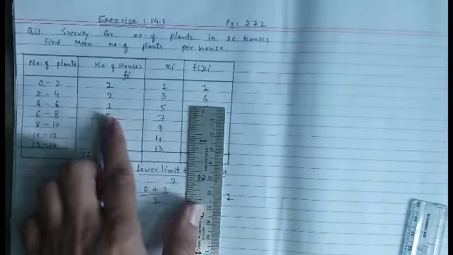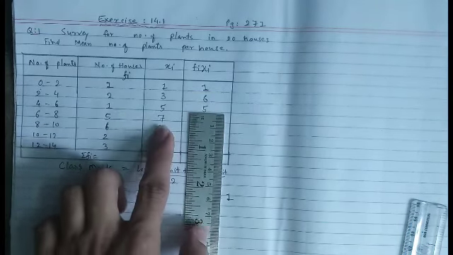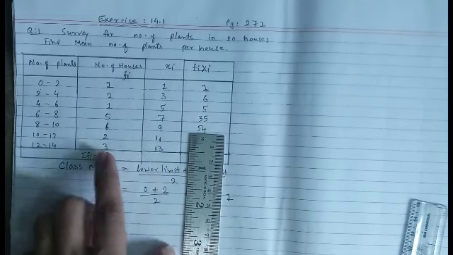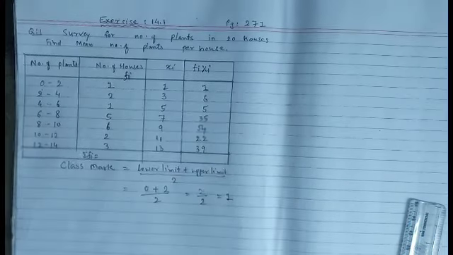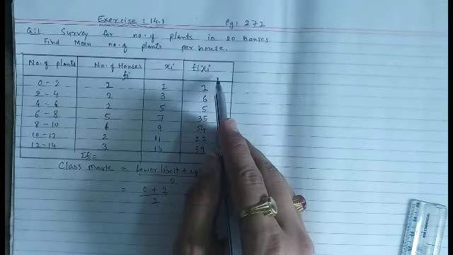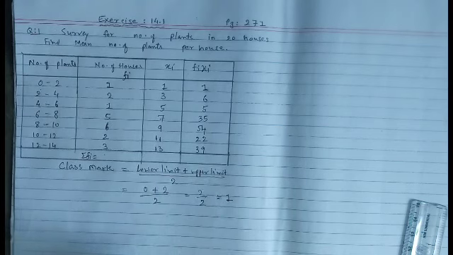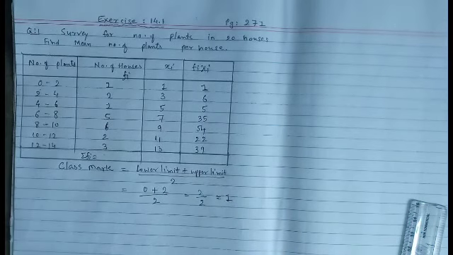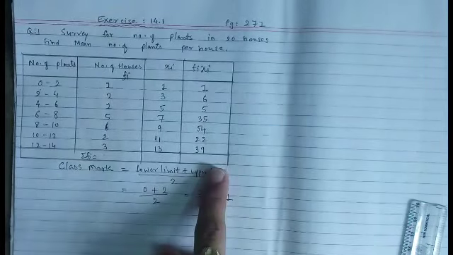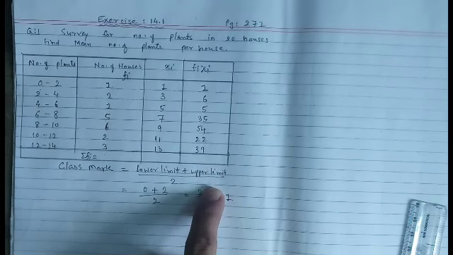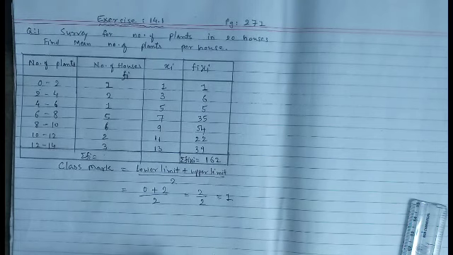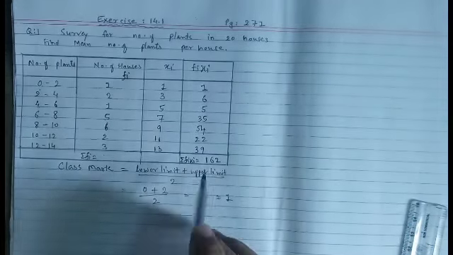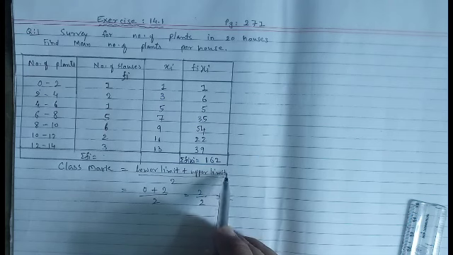So if you have got this multiplication, let us check it. 2 into 3 will be 6, 1 into 5 will be 5, 5 into 7 is 35, 6 into 9 is 54, 11 into 2 is 22 and 13 into 3 is 39. Now after getting this fi xi, you have to get sigma fi xi, which is the sum of all these fi xi terms. So do it yourself, pause the video and then check it. Here the sum of all these fi xi terms is 162. So sigma fi xi is 162.